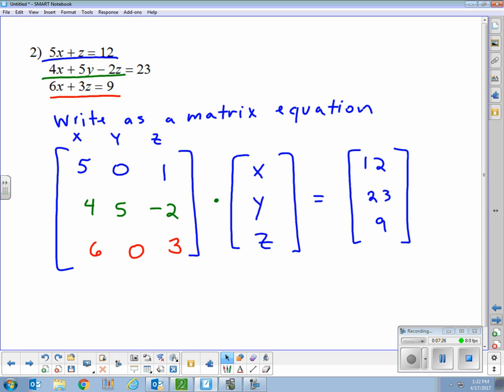Now, not every matrix equation that you set up is going to have a solution, just like every system doesn't have a solution. So if at any point you're solving for x, y, and z, and you get a square matrix that doesn't have an inverse, then that means either you've got infinitely many solutions or you've got no solutions.